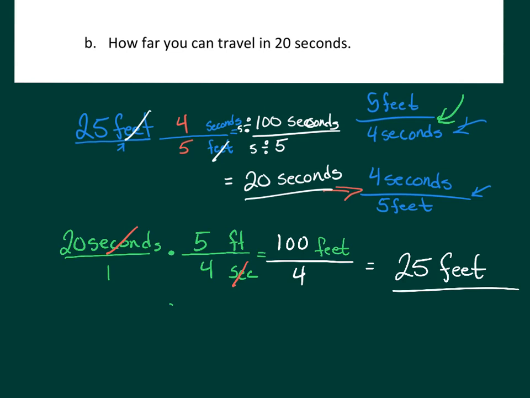Now, keep in mind, you could also think of this as reducing. Just like I said before, you could think of it as reducing, but ultimately you're just dividing the numerator by whatever's in the denominator. So you would still get 25.